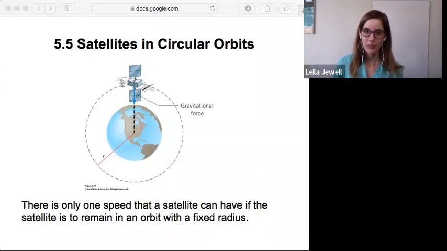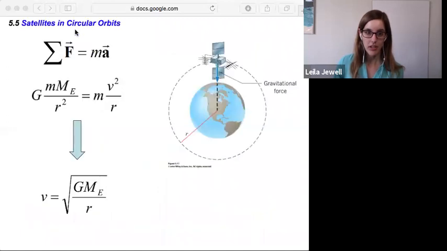perpendicularly to that pull. So if we go back to Newton's second law, remember the net force is equal to the mass times the acceleration. The net force acting on the satellite is just the gravitational force. We're going to use our full one because we aren't near Earth's surface. So G times the mass of the satellite times the mass of the Earth divided by r squared, where r is the distance from the center of the Earth to the satellite, that radius of its motion.